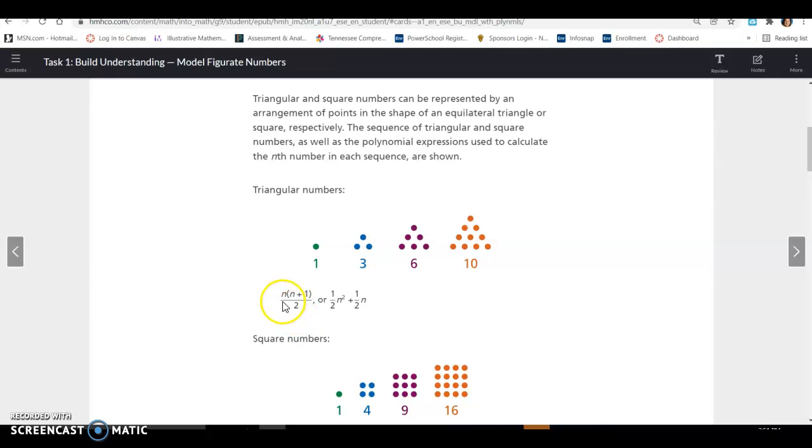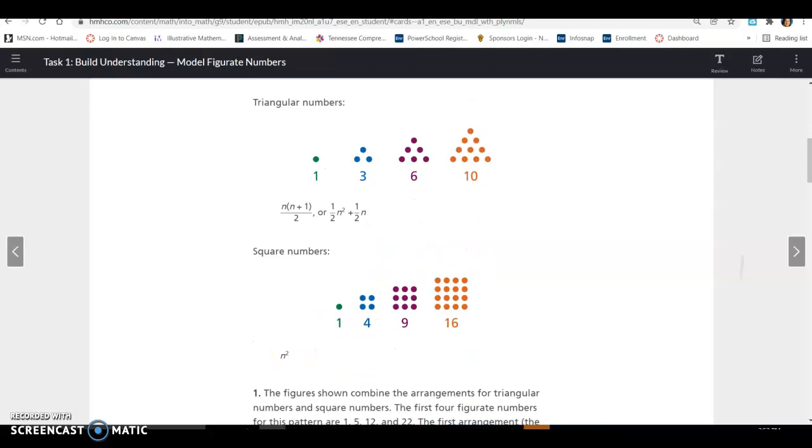So this can be represented by n times n plus 1 divided by 2, or 1/2 times n squared plus 1/2 times n. n times n is n squared, plus 1/2 times n. So this is another way to write the same expression here. That represents what you see here with the triangular numbers.